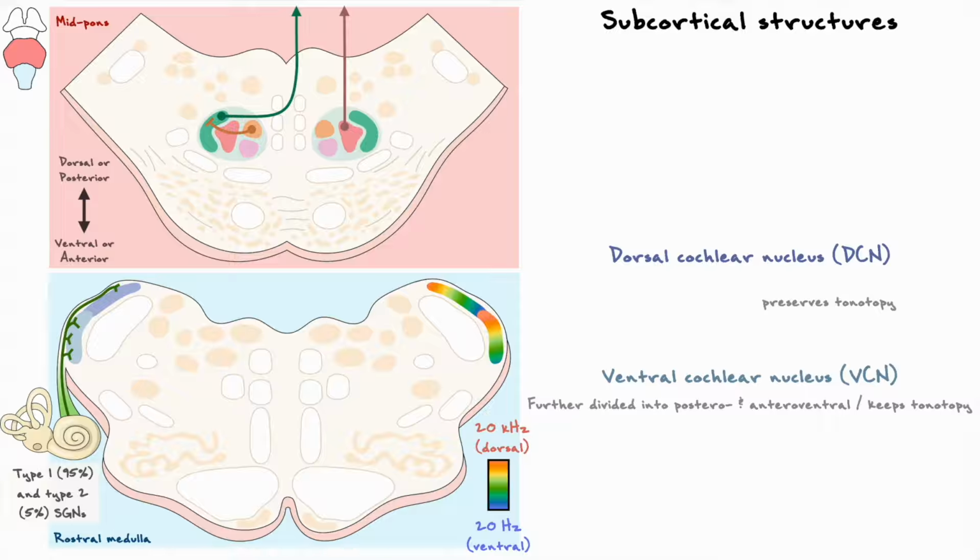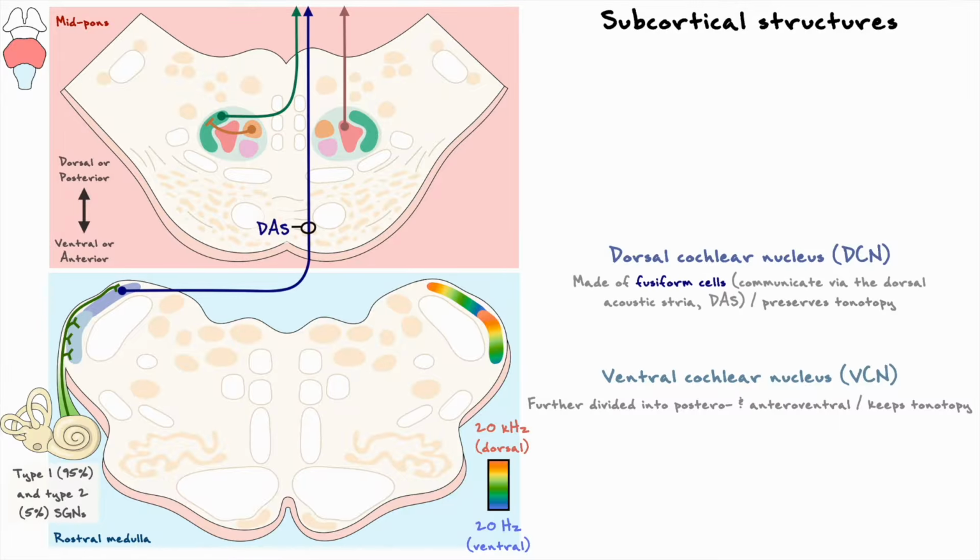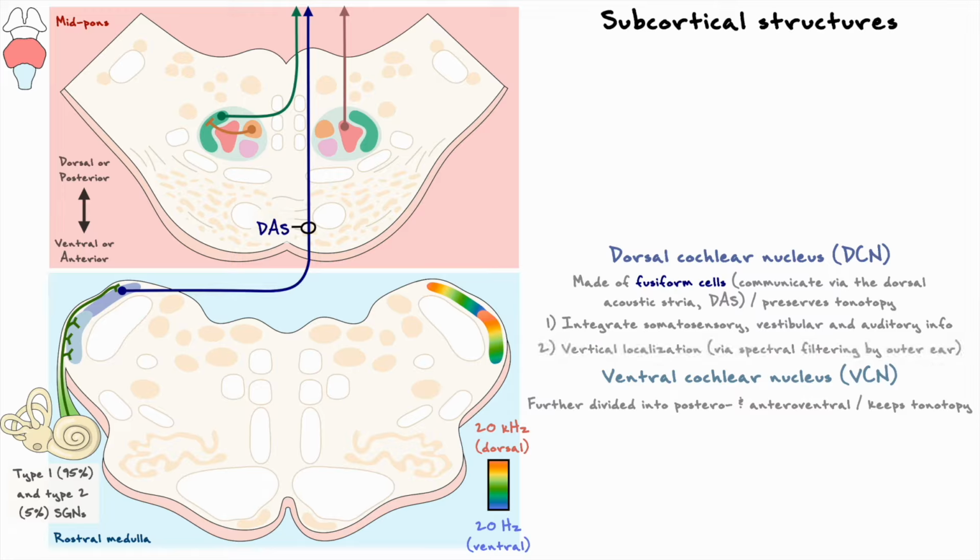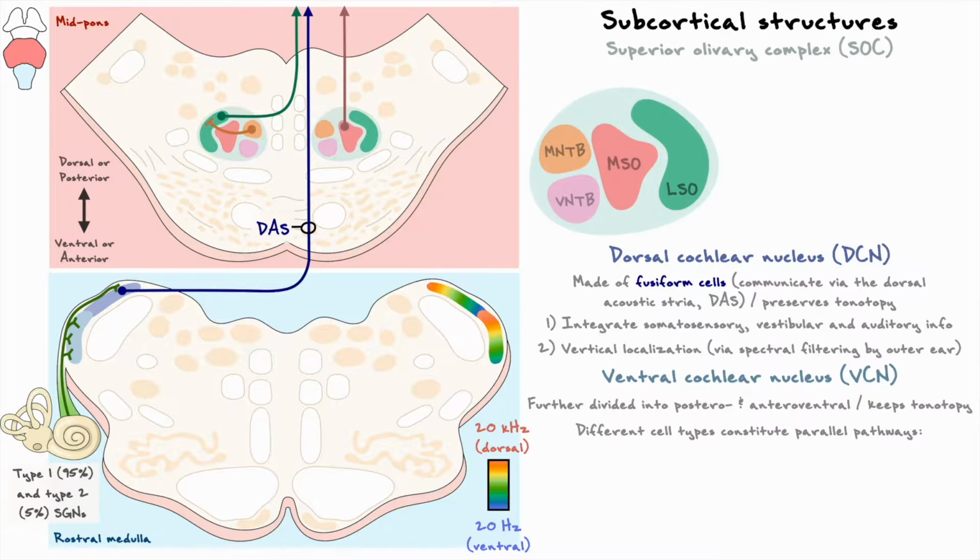If we start with the dorsal division, it is mostly made out of fusiform cells, which send their projections to the contralateral side via the dorsal acoustic stria, or simply the DAS. In terms of the processing in that region, the dorsal cochlear nucleus is believed to integrate somatosensory, vestibular, and auditory information together, as well as processing vertical localization of sound. We'll get back to that aspect in just a minute. In the ventral division, there are three types of cells, and to better understand their roles and pathways, it's best to first discuss the superior olivary complex, which we can find in the upper cross-section.